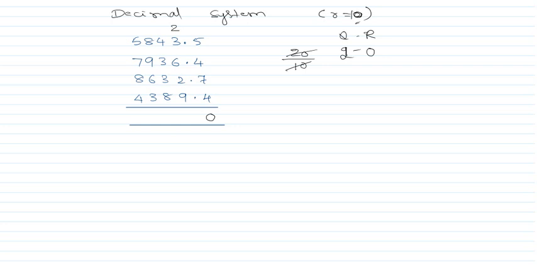Now 3 plus 2 is 5, 5 plus 6 is 11, 11 plus 2 is 13, 13 plus 9 is 22. 22 is greater than 10, so divide it by 10. 10 goes 2 times with a remainder 2. So that remainder I'll write here and the quotient I'm passing here.